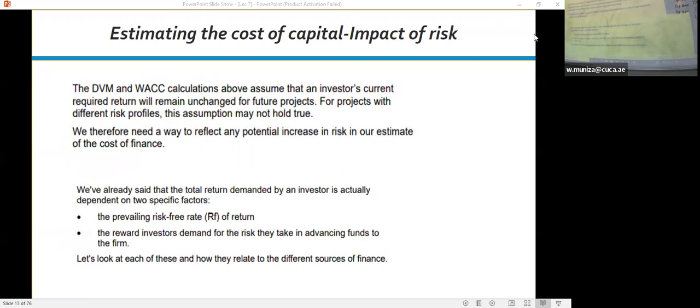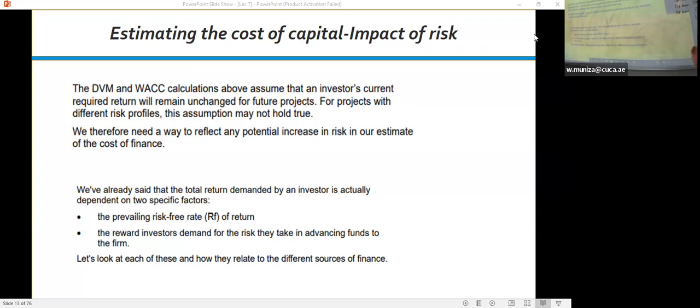So what is the impact of the risk? Let's see. That is again the same which I have discussed with you regarding systematic and unsystematic risk. They say the DVM, dividend valuation model, and WACC, weighted average cost of capital calculations above, assume that an investor's current required return will remain unchanged for future projects. But for projects with different risk profiles, this assumption may not hold true. Why is this not going to be true? Because obviously the operating risk or the financial risk or the gearing risk, everything can be changed.